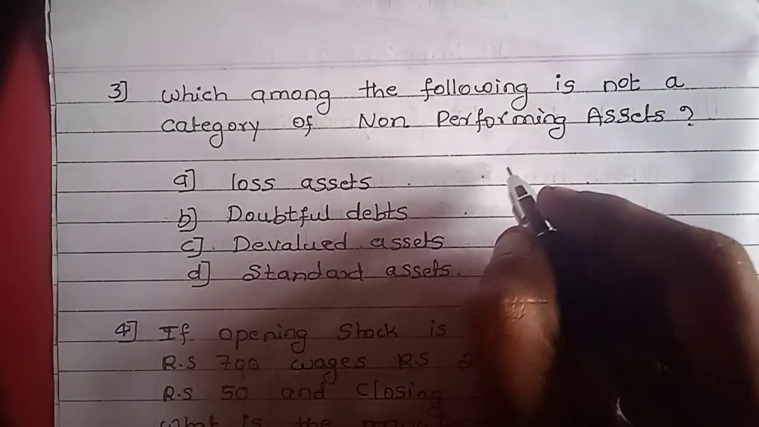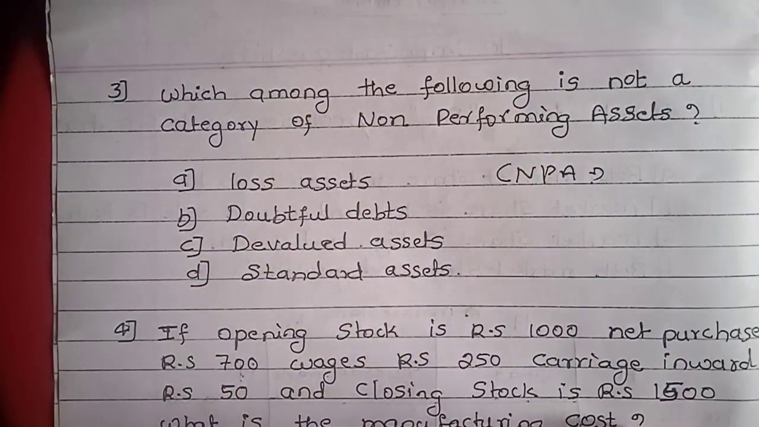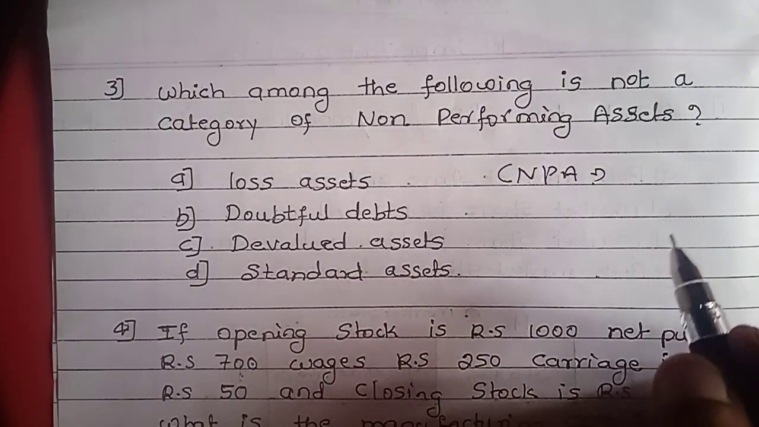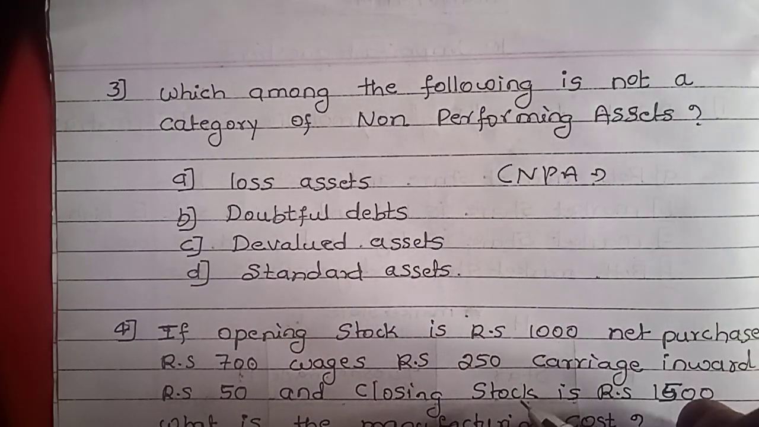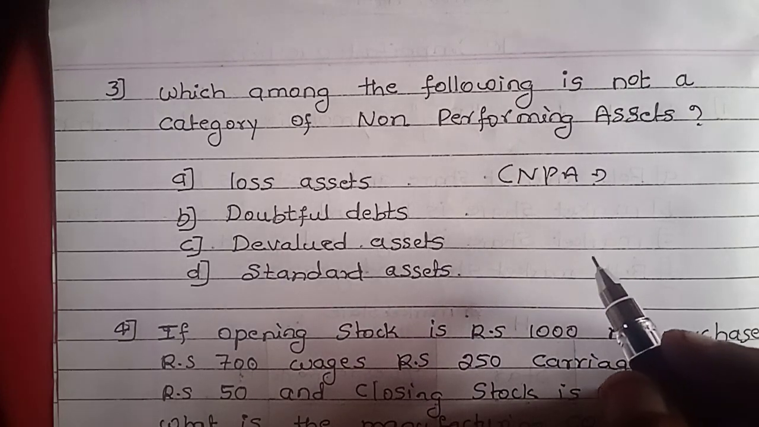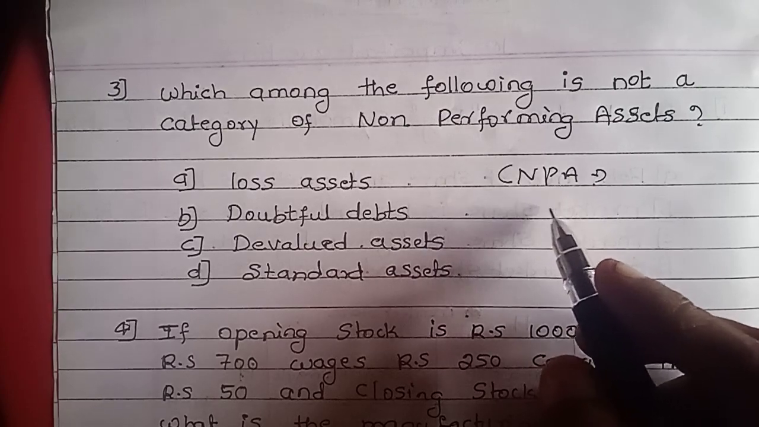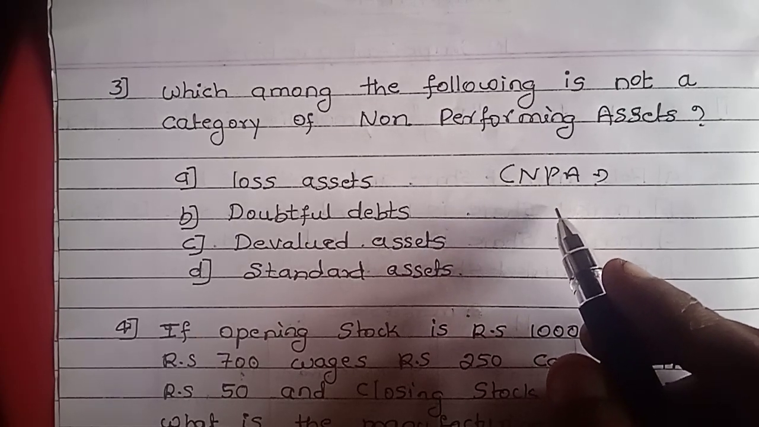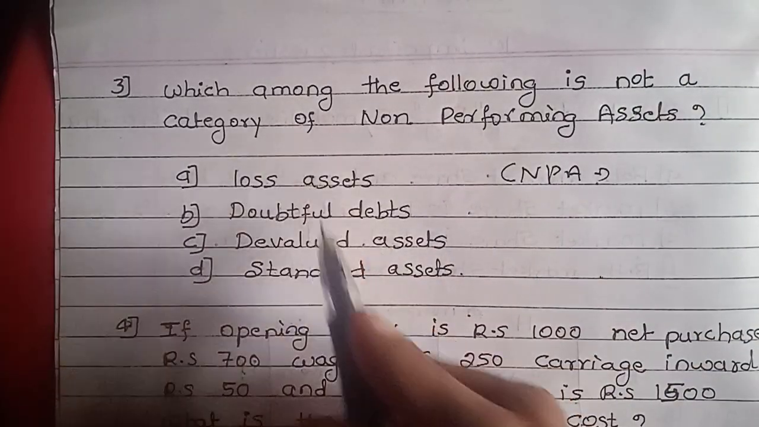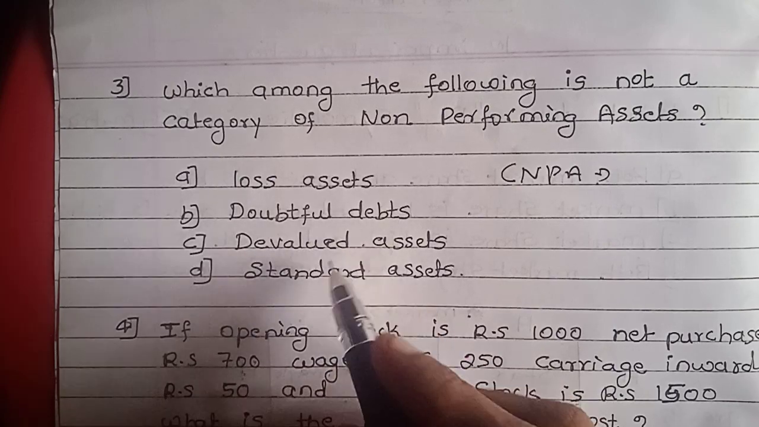Non-performing assets means we call it as NPA. NPA means if the borrower fails to pay principal amount and interest in 90 days, the loan should be considered as NPA. So in the four options, which one is not the category of NPA?